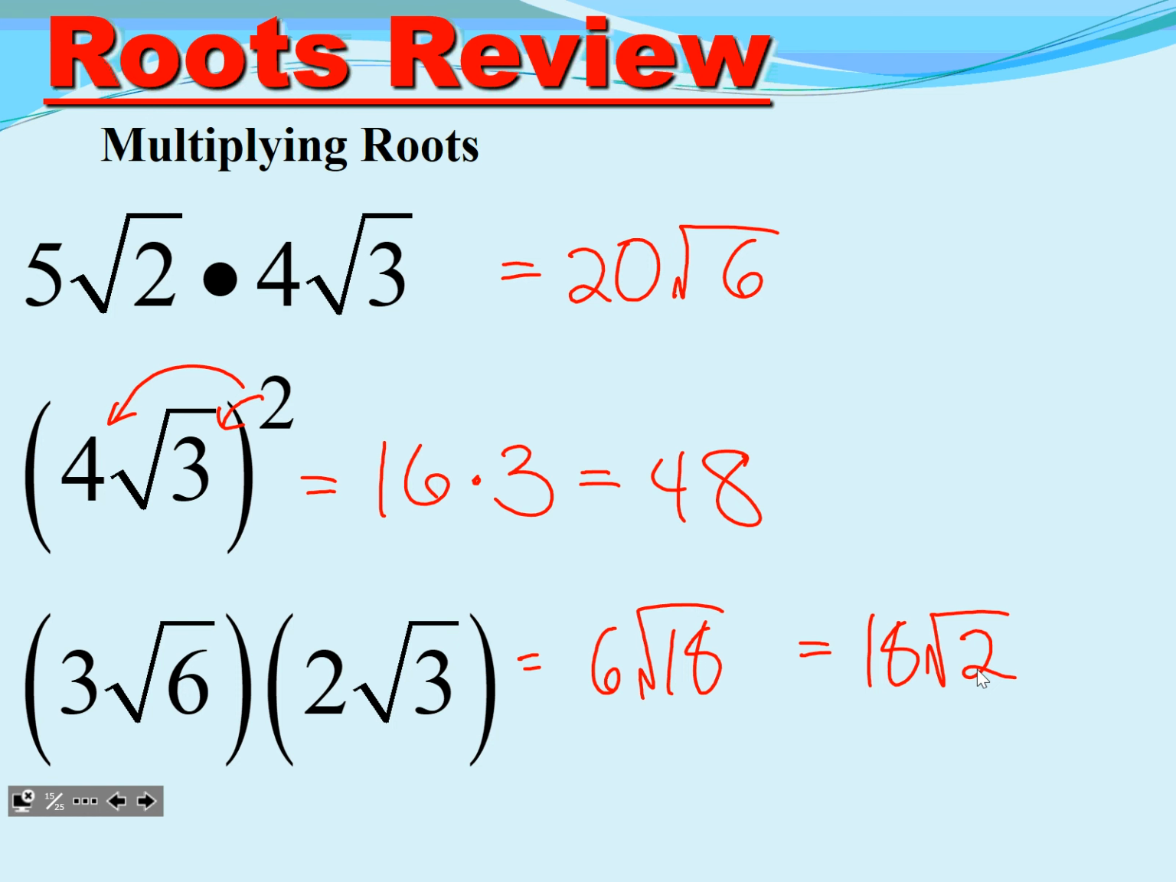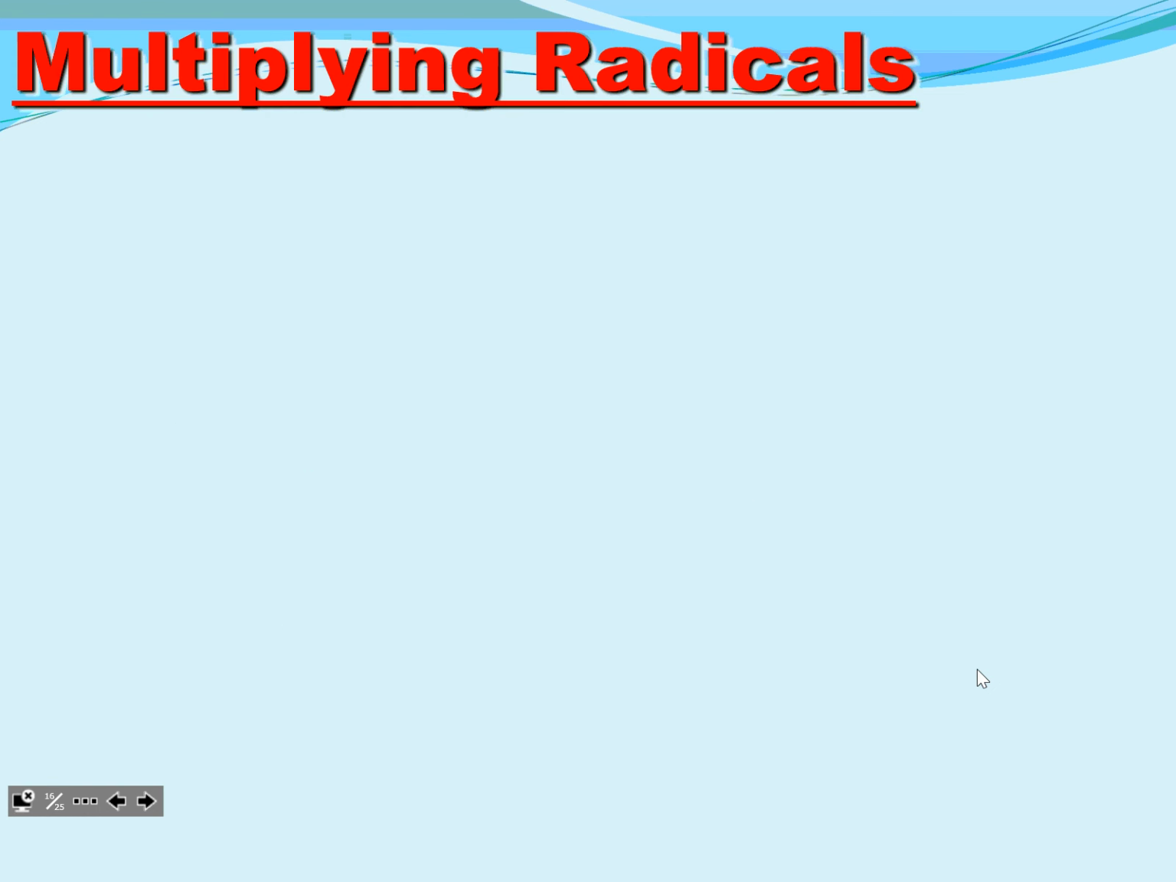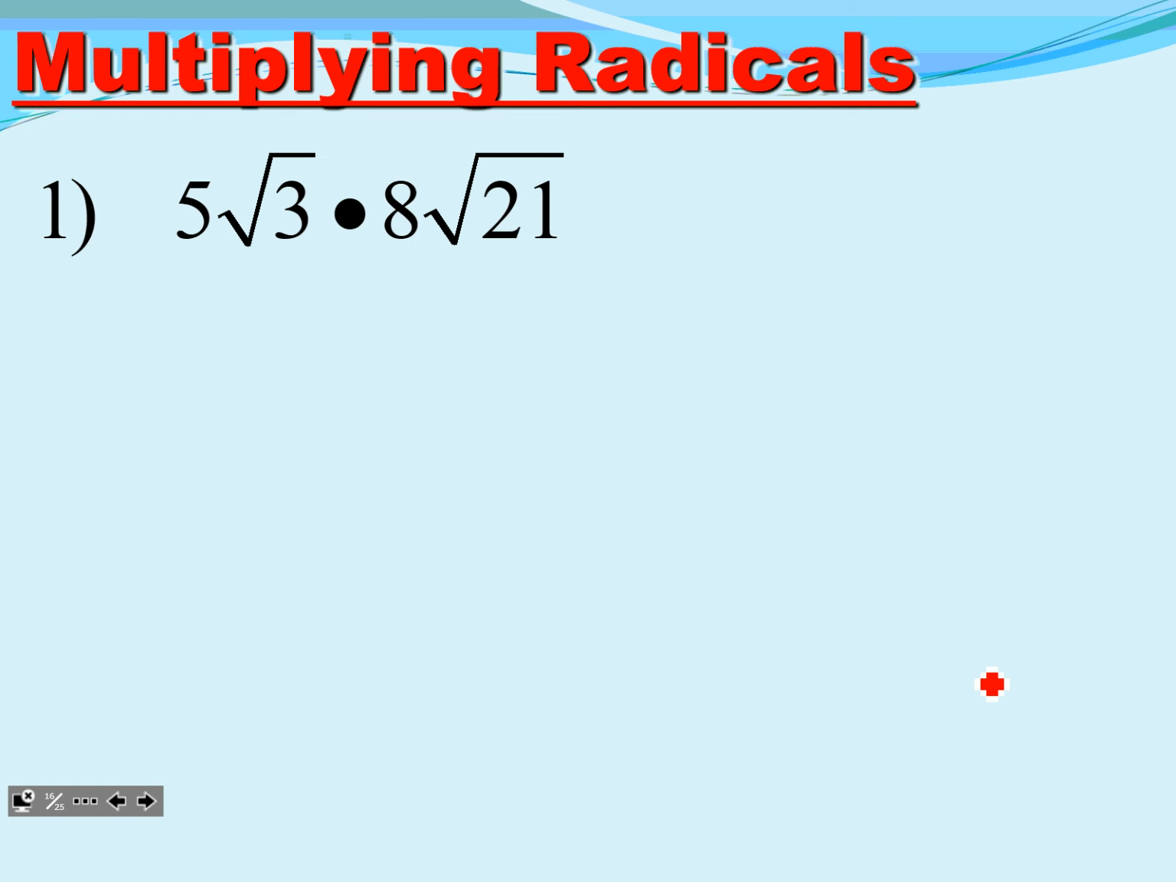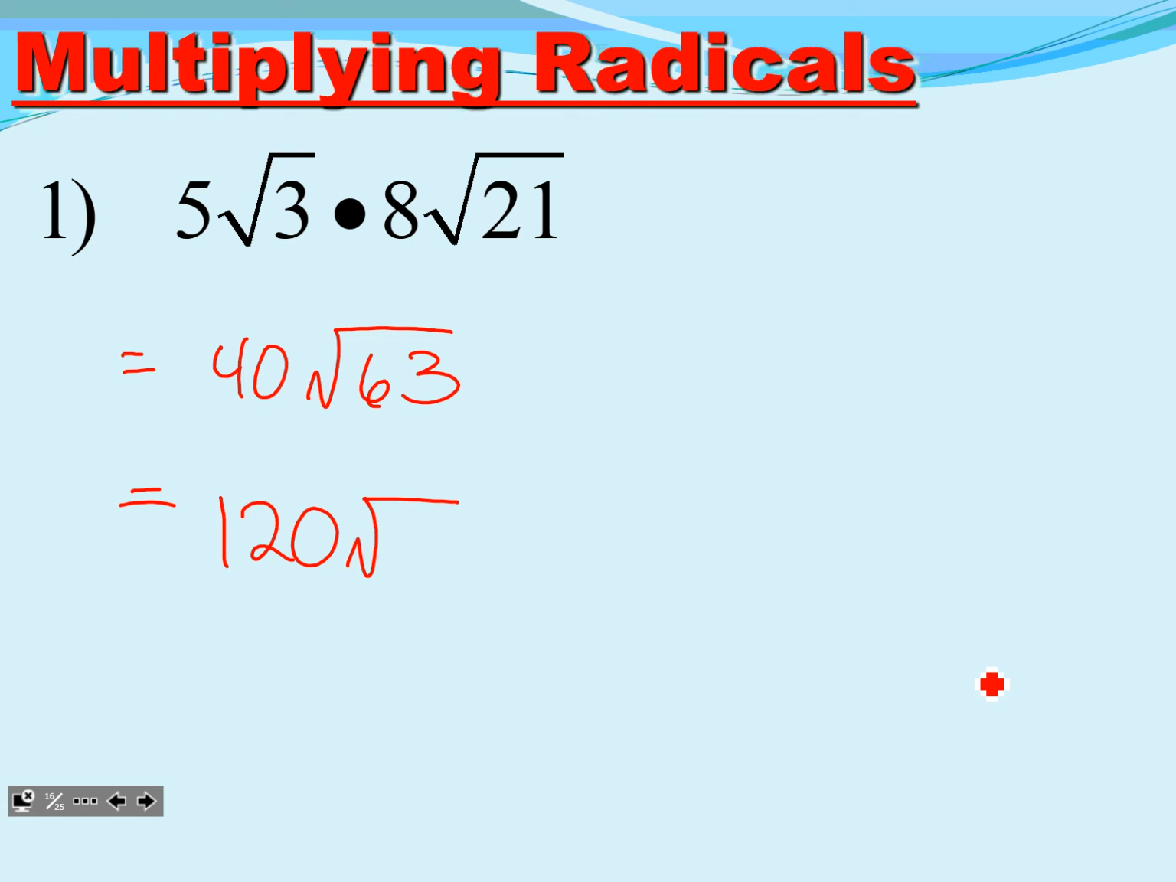Okay, we have a few more problems, guys. For number 1, go ahead and try to simplify this. Please press pause. So this equals 40 root 63. Root 63 can still be simplified. So this becomes eventually 120 root 7.